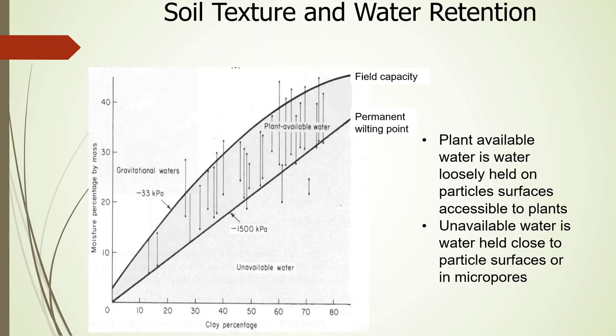Field capacity is the amount of water that is held in the soil after the excessive water has drained through. Gravitational water is water that is not held in any pores and basically drains quickly because there's no tension to hold it. And then the permanent wilting point is the minimum amount of water in the soil that the plant requires not to wilt.